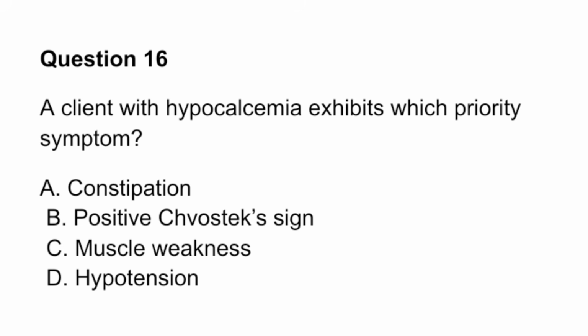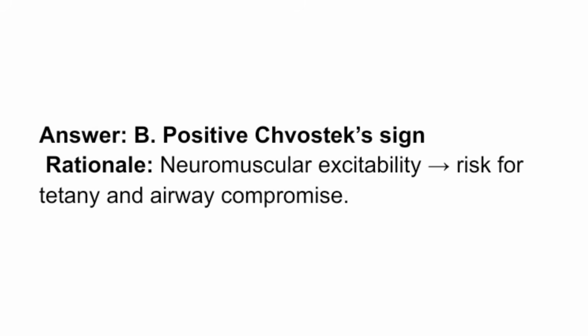Question 16. A client with hypocalcemia exhibits which priority symptom? A. Constipation. B. Positive Chvostek sign. C. Muscle weakness. D. Hypotension. Answer: B. Positive Chvostek sign. Rationale: neuromuscular excitability, risk for tetany and airway compromise.